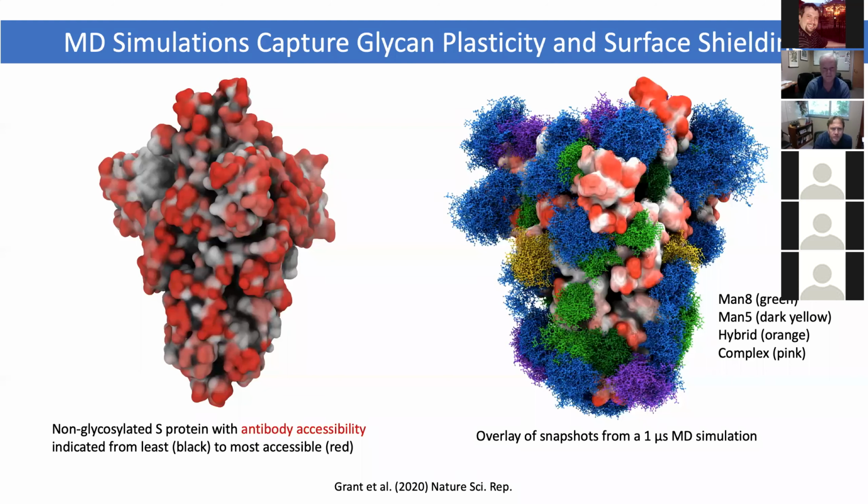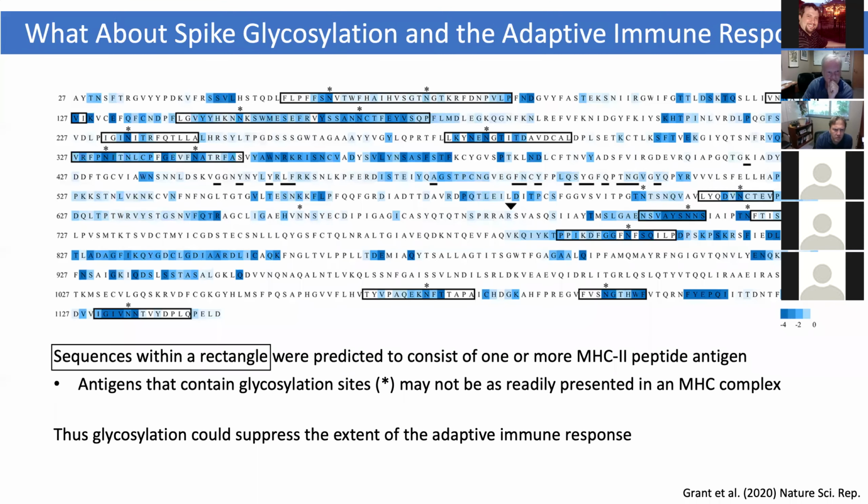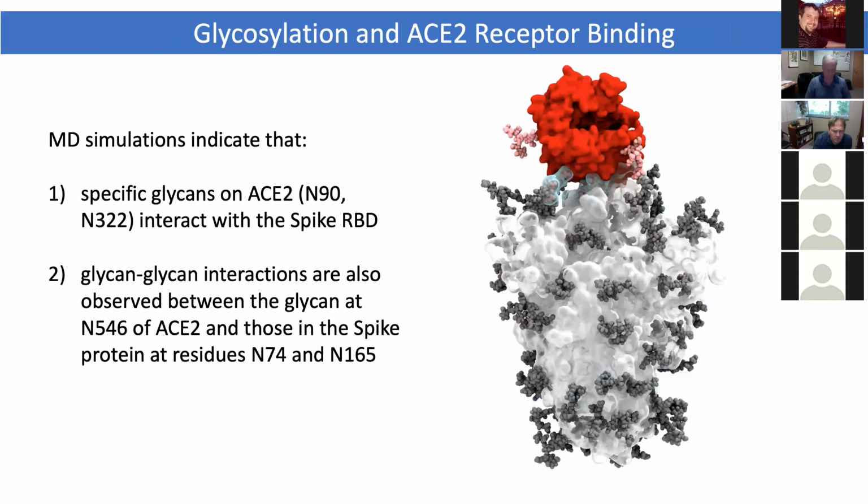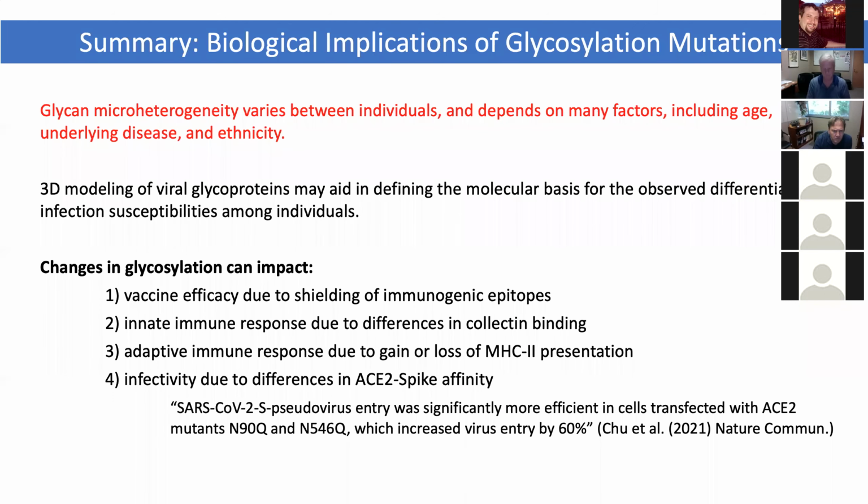Hey, Rob, this is Bob Haltiwanger. Can you hear me? Yes, Bob. Yeah, so you made a really interesting statement in the conclusion about microheterogeneity in individuals that might influence infectivity. I mean, you could do subtle changes at any site using modeling. Have you actually done that to see whether it would have that big of an effect, that it would change infectivity?